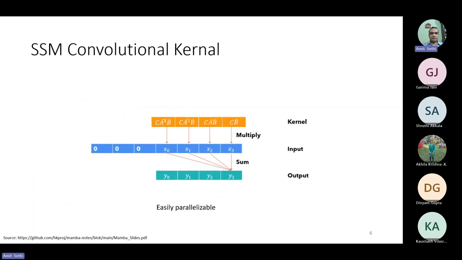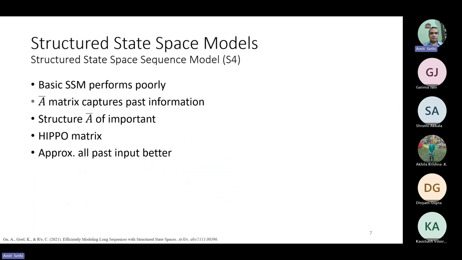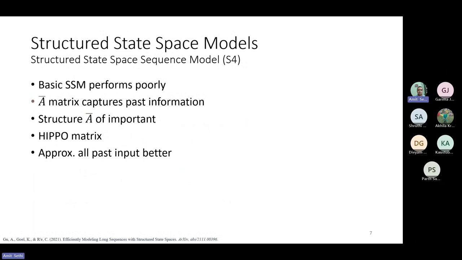So what they are saying is, in S4, this A matrix captures the past information. So let us introduce a structure to the A matrix so that it can capture the information in a particular way, in a structured way. And okay, here again, I don't know what this means. They made sure that the A matrix is a Hippo matrix. What is that? I have no idea, but this is the thing. It is this equation, the Hippo matrix. I think it's an upper triangular matrix.